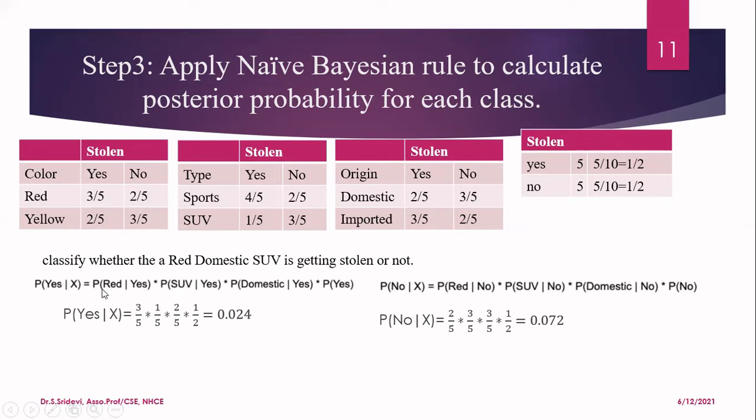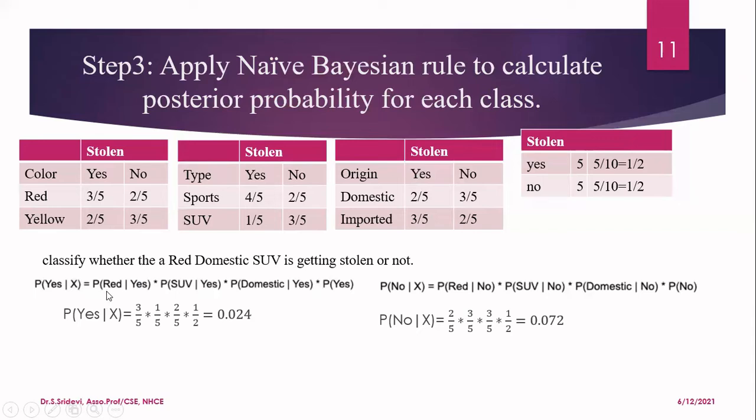3 attributes are there. So first I am going to multiply all the individual probabilities. So probability of red given S multiplied by probability of SUV given S multiplied by probability of domestic given S. From where am I writing this? From the given instance X. Then this should be multiplied by probability of S. Then substitute all the values from this particular table.